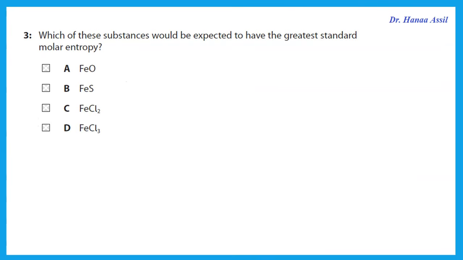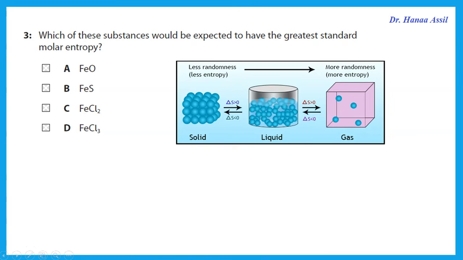Which of these substances would be expected to have the greatest standard molar entropy? When do we have higher entropy? Remember, when comparing solids, liquids, and gases, as we go from solids to liquids to gases, there is more randomness, an increase in disorder, so an increase in entropy. So gases have higher entropy than liquids, and liquids higher than solids.